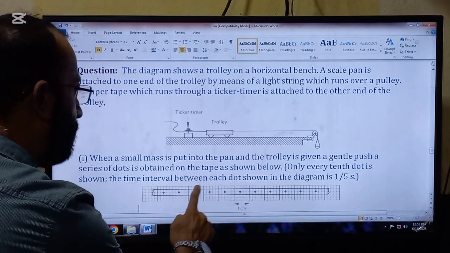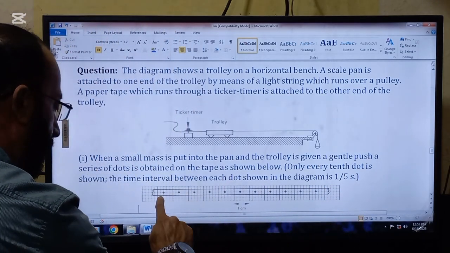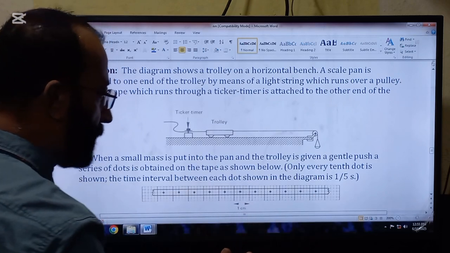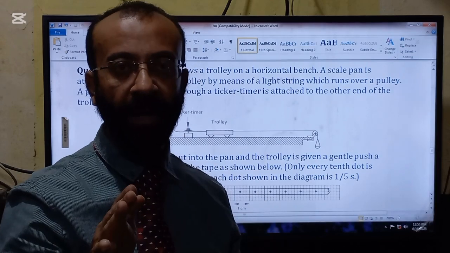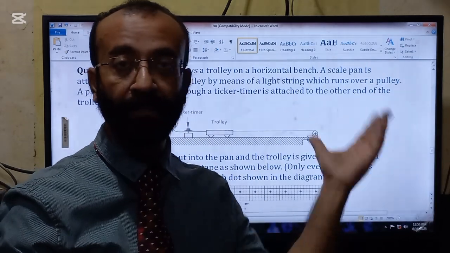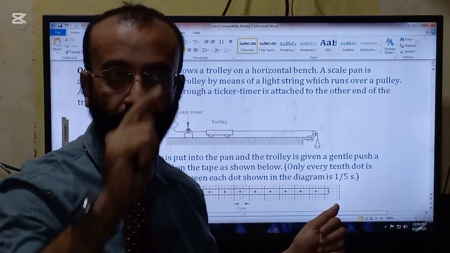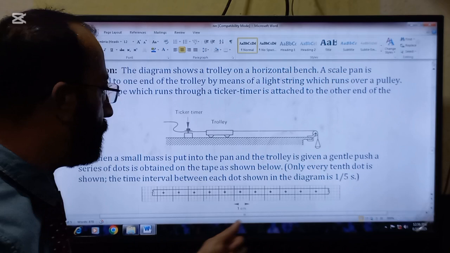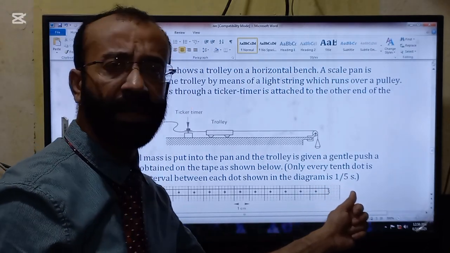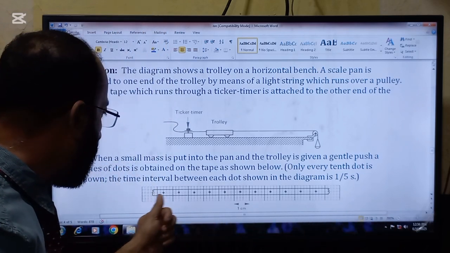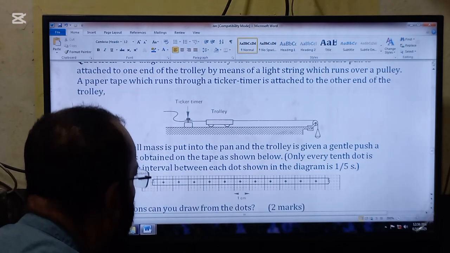The time interval between each dot shown in the diagram is 1 by 5 seconds. So remember, the time from this to this is 1 by 5 seconds, because this is actually every 10th dot. For every one dot, the time is 1 by 50. You remember that from the previous question. So for every 10, that will be 10 by 50. So 10 by 50 stands for 1 by 5. This is the same thing, 1 by 5 second for every dot shown, because this is every 10th dot. Okay, move forward now.